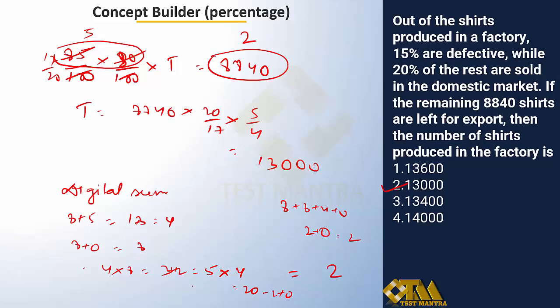5 into 6 is 30, not possible. 5 into 7 is 35, 5 plus 3 is 8. 5 into 8 is 40, not possible. 5 into 9 is 45, that is 9. So the only value which will give me the digital sum as 2 is when I'll multiply 5 with 4. That means my answer should have a digital sum as 4. So here if you'll check 1 plus 3 plus 6 is 9 plus 1 is 10, that means 1, so it cannot be the answer. 1 plus 3 is 4, can be the answer. 1 plus 3 plus 4 is nothing but 8, cannot be the answer. 1 plus 4 is 5, cannot be the answer. So I have this value.